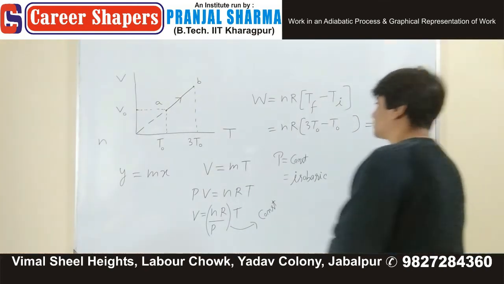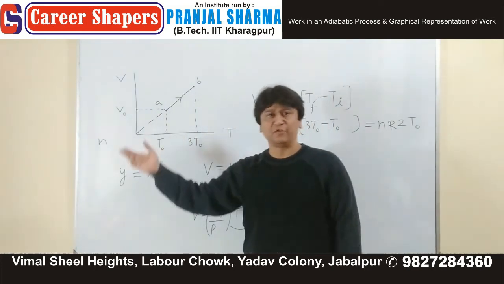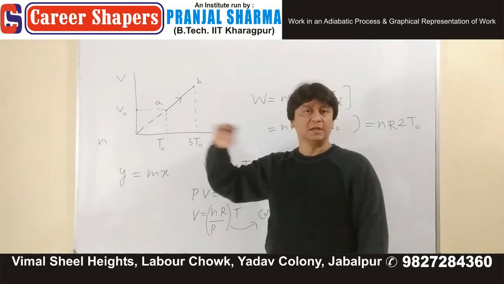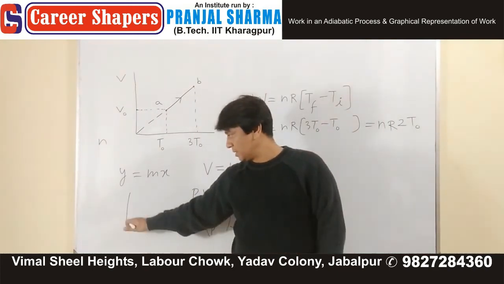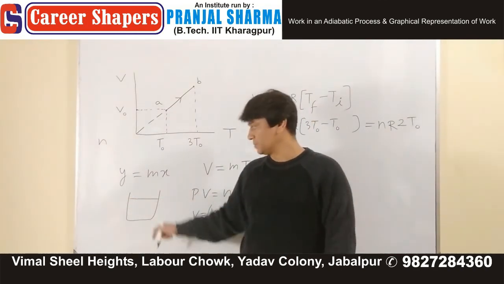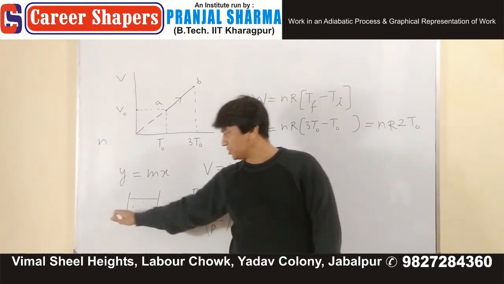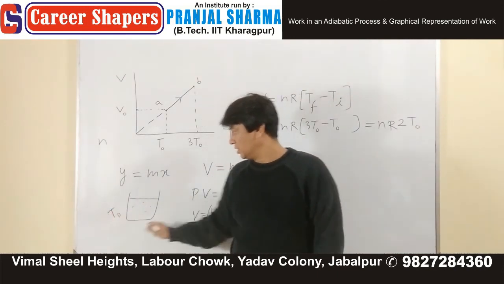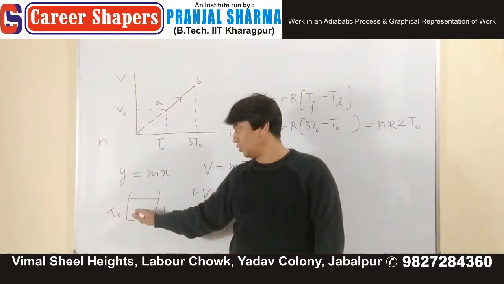One of you is asking what is the significance of A and B. There is no significance. A means the starting point. Imagine you have a gas inside a piston, under the piston. Right here the temperature is T naught and the volume is V naught. So this initial stage is being called A.